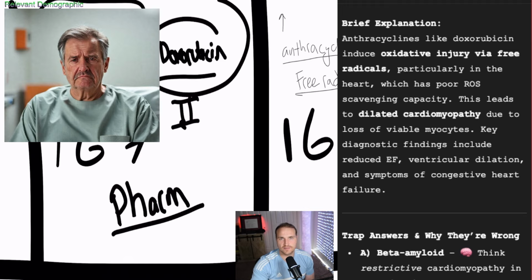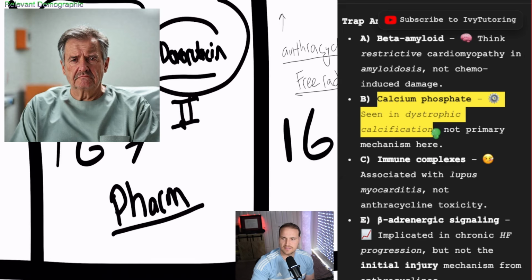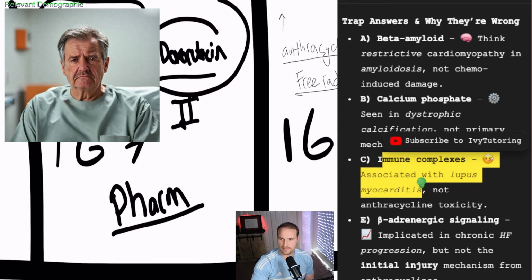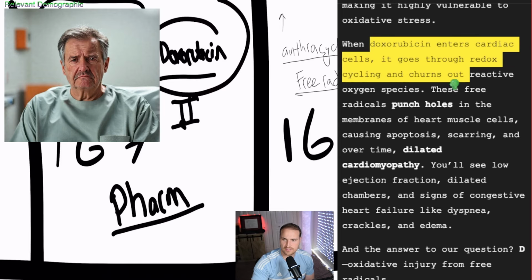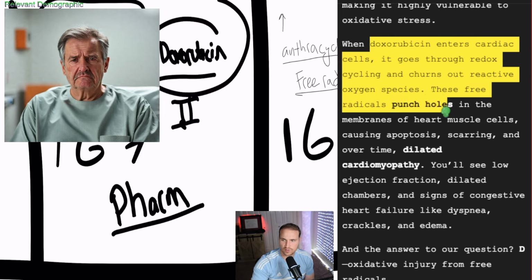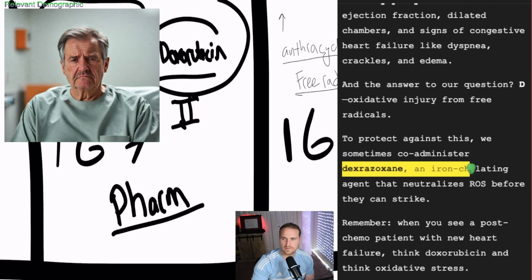And so you could give them something like dexrazoxane, that's an iron chelator that prevents cardiotoxicity. Okay, some trap answers, why they're wrong. Beta amyloid would be restrictive cardiomyopathy and amyloidosis. Calcium phosphate, dystrophic calcification. Immune complexes would be lupus, myocarditis. So doxorubicin enters the cardiac cells, goes through redox cycling, turns out reactive oxygen species. They punch holes in the heart muscle cells, causing apoptosis and dilated cardiomyopathy. That's what we give them to protect.